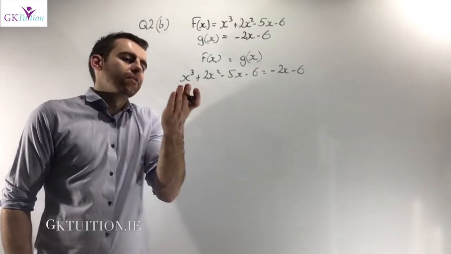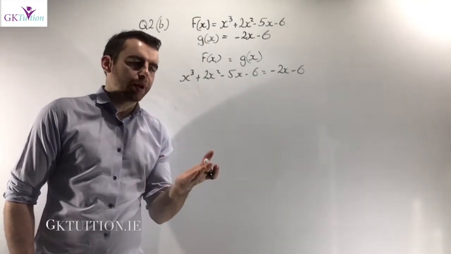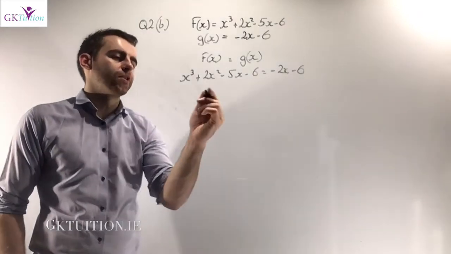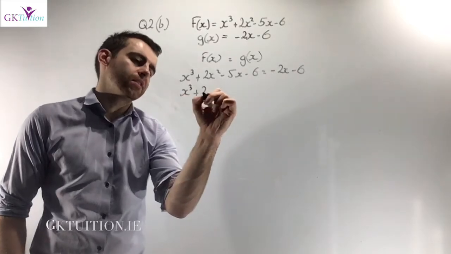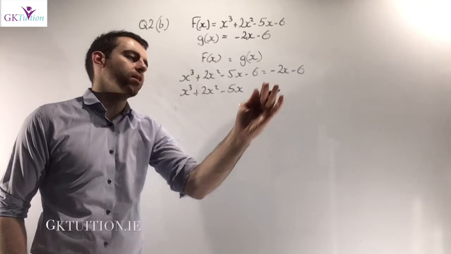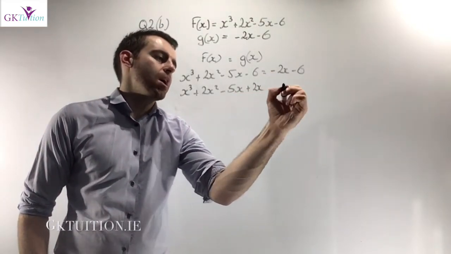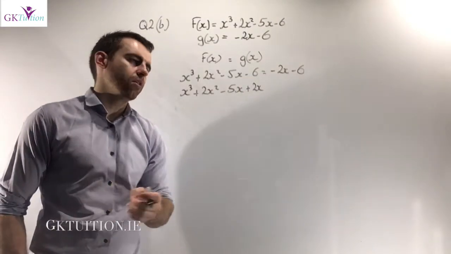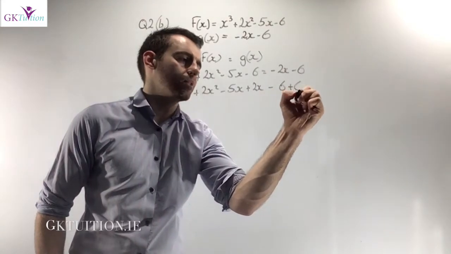Now, obviously, if you have an x cubed, an x squared, an x, and a number, we're expecting this to be a cubic, so we want to move everything to the left-hand side. In order to do that, first of all, we're going to add 2x to both sides. So the x cubed stays the same and the 2x squared stays the same. I have a minus 5x here, and I'm going to add 2x to both sides. That means the 2x on the right-hand side is gone. But I also want to bring over this 6, which means I'm going to add 6 to both sides.